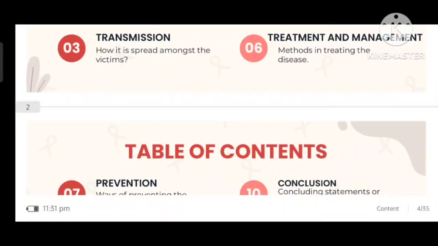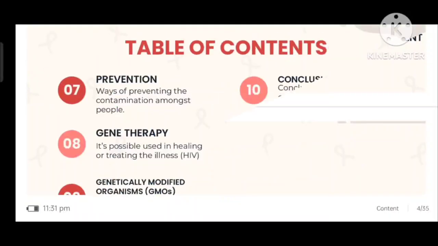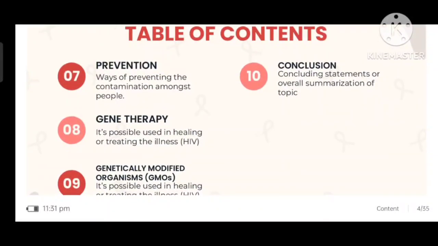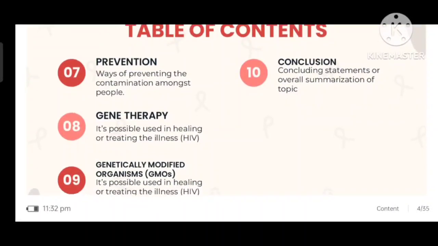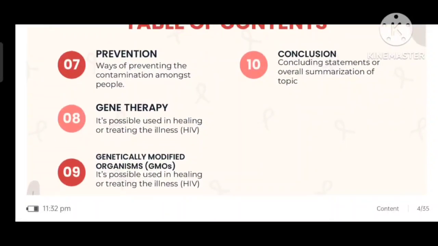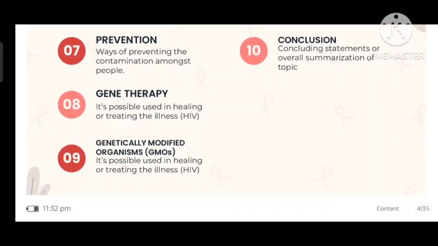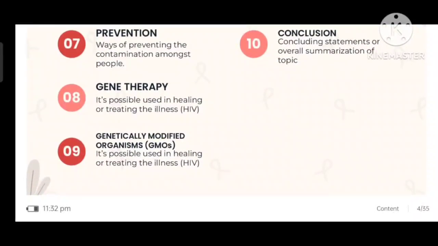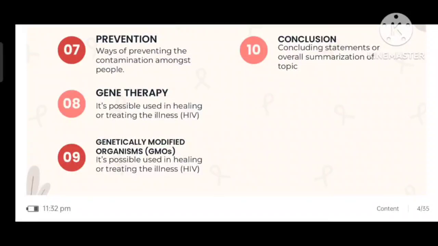Okay, so the third slide contains the continuation of the table of contents. The seventh one to be discussed is prevention, ways of preventing the contamination amongst people. And the eighth one is gene therapy, its possible use in healing or treating the illness, which is HIV. And the ninth one is genetically modified organisms or GMOs, its possible use in healing or treating the illness HIV. And the conclusion is the tenth one to be discussed, which contains the concluding statements or overall summarization of the topic.